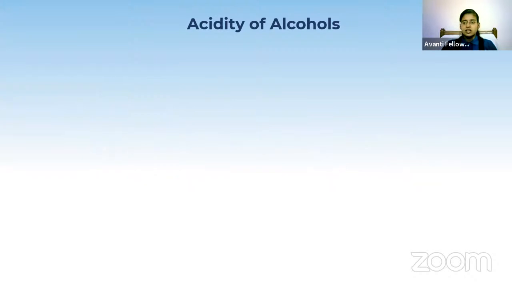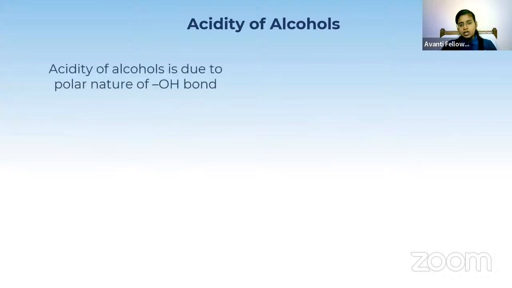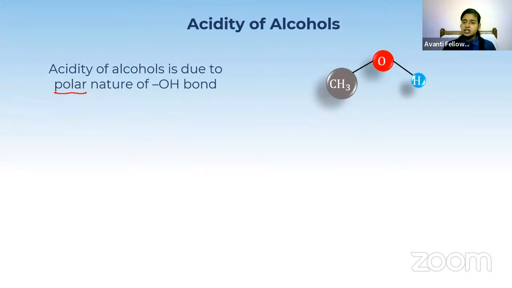Got it? So this acidity of alcohol is mainly due to the polar nature of the OH bond. So if I take methanol, we have oxygen and hydrogen and CH3 in the compound. If I take the OH bond, hydrogen is coming out from the alcohol so easily. The reason is the polar nature. So what is meant by polar nature? They are forming dipoles. So how do they form a dipole?